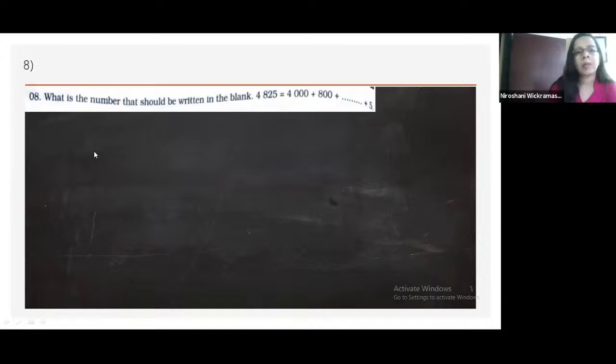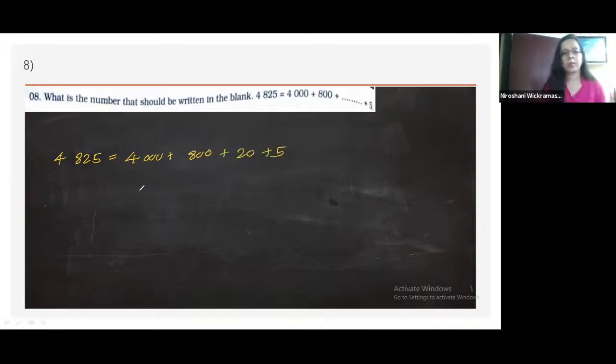What is the number that should be written in the blank? 4,000, sorry, because the red color is not clear. 4,825. Then we can expand it into 4,820 plus 5, 4,800 plus 20 plus 5.